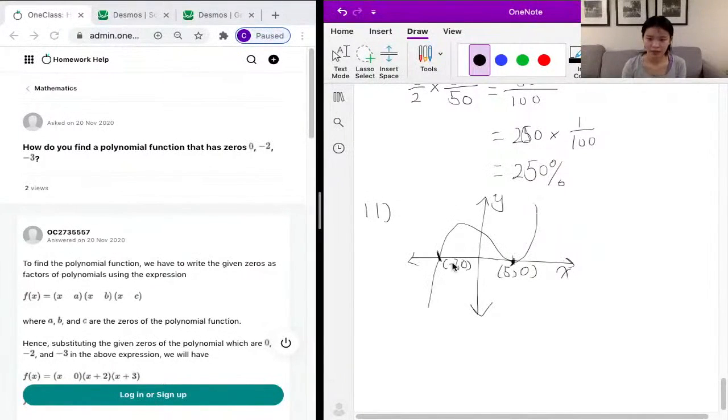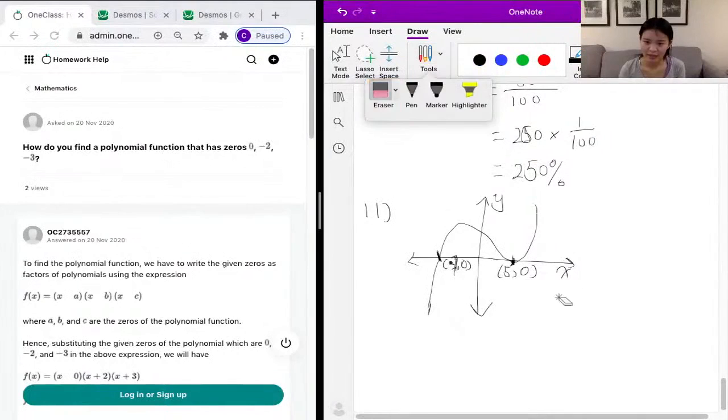Perfect. So in this case, we want to find the polynomial function that has zeros 0, -2, and -3. So from here, we know that this function would be of the form x minus 5 times x. Or I guess, let me think about how to explain it.